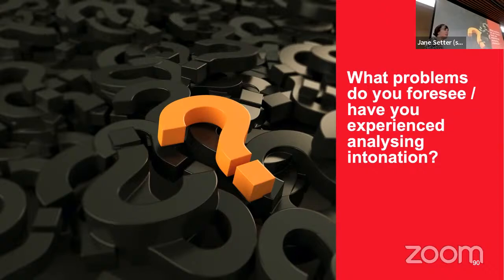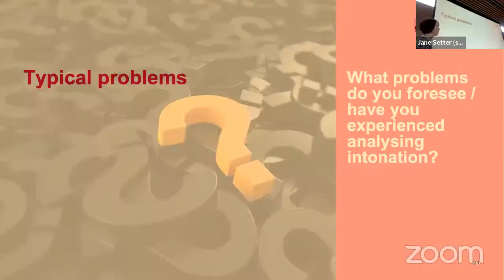I mean, to start, if you've got something really straightforward, it's fine. But is that a full rise or is it just a rise to, is it a fall to mid, or how do we analyse that? What does it mean? Are we looking at meaning or are we just looking at pitch contours? There's so many things that you might find are difficult when you're analyzing intonation.